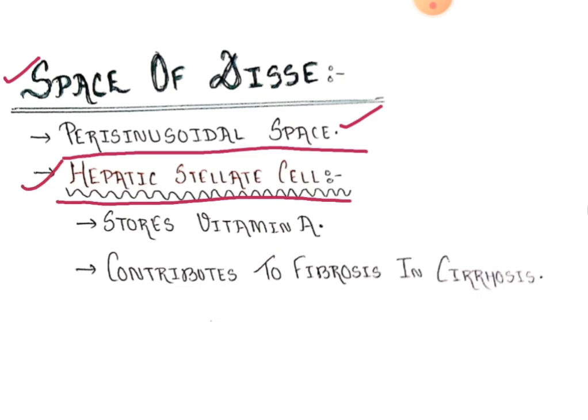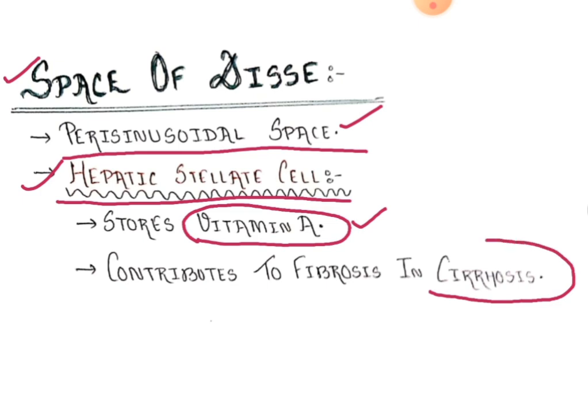Now what is the importance of this hepatic stellate cell? This hepatic stellate cell stores vitamin A. We know that the liver stores vitamin A. So this is the hepatic stellate cell of the liver located within the space of Disse, where the vitamin A is stored. Another importance of the hepatic stellate cells is in cirrhosis.